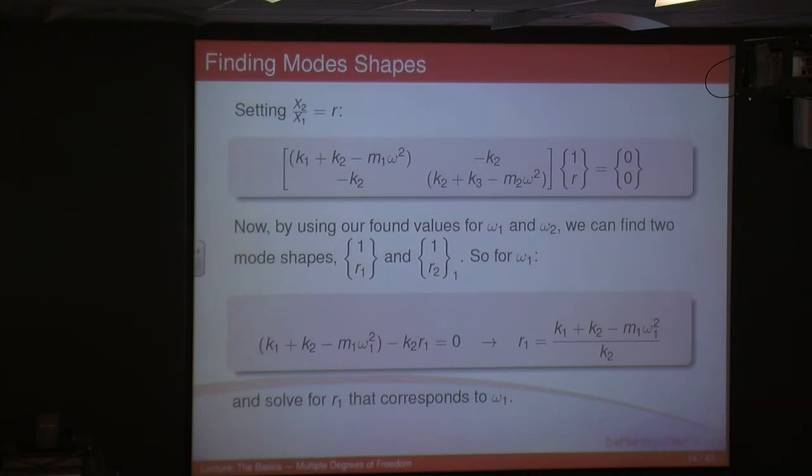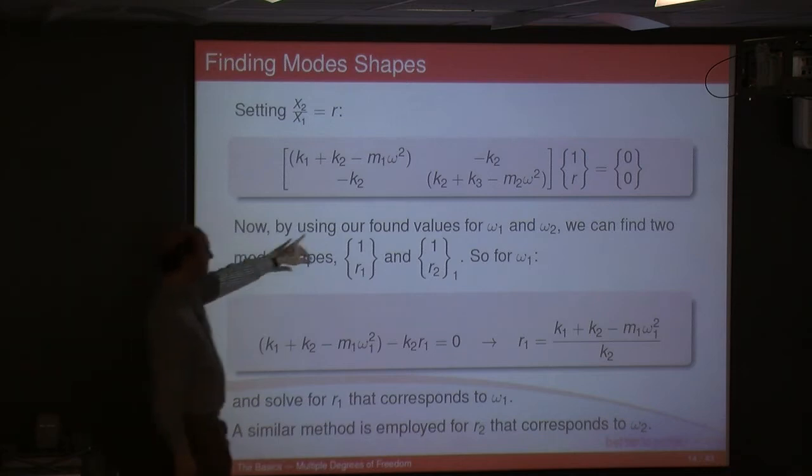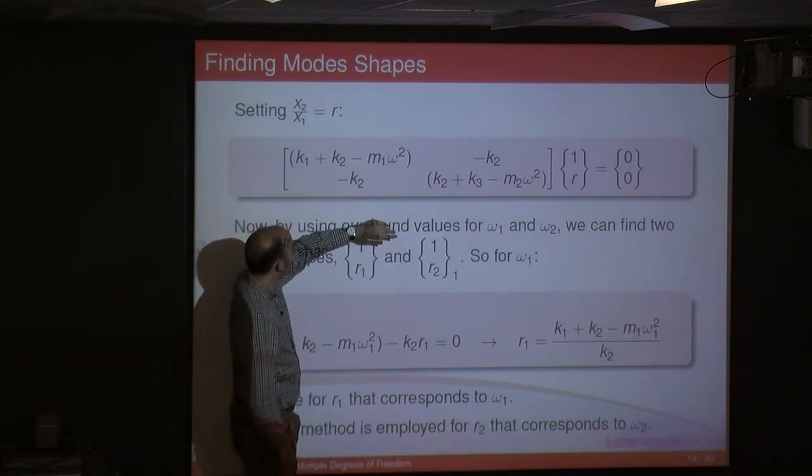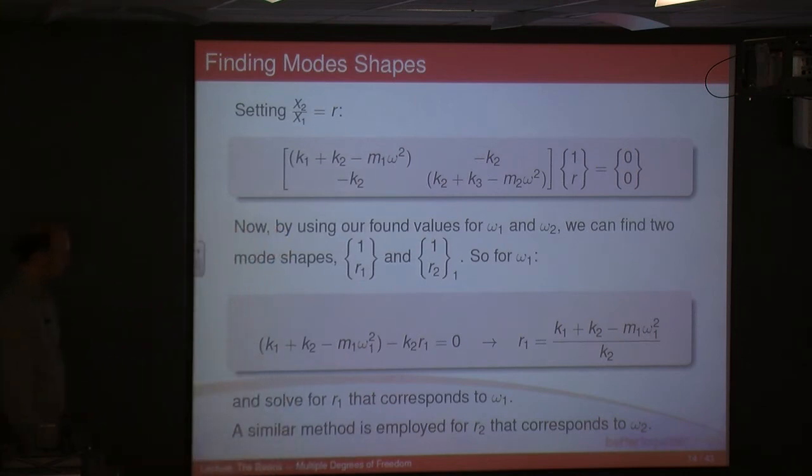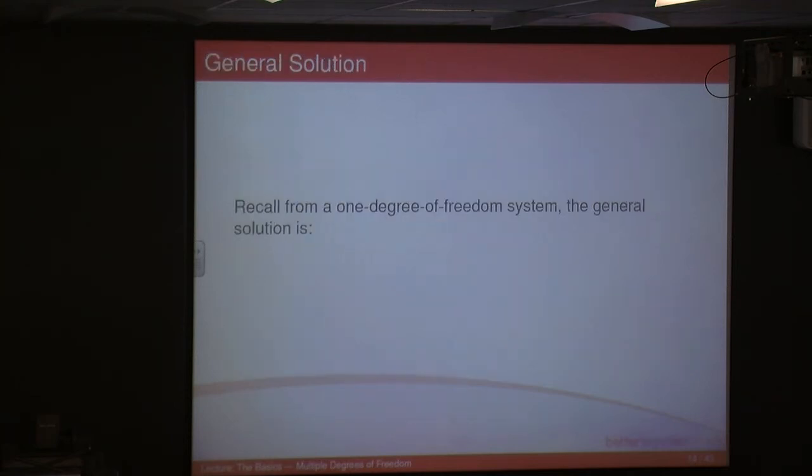You get a first mode shape. You repeat the process for r2. So you take your omega 2, you stick it into here, and you go through the process solving for r2. So that's the process. We'll do an example in a minute, but just before we do that, the general solution.